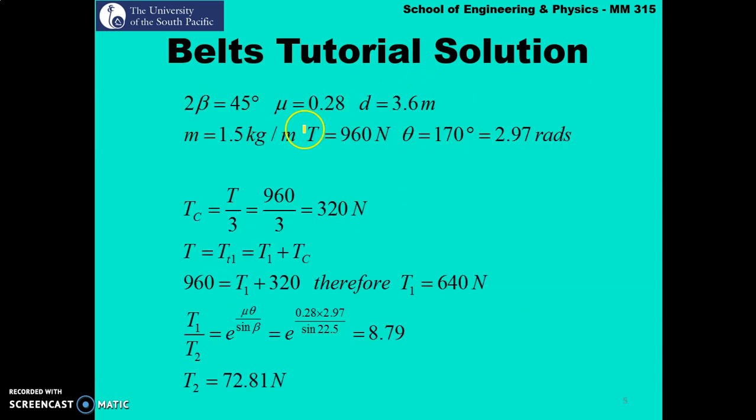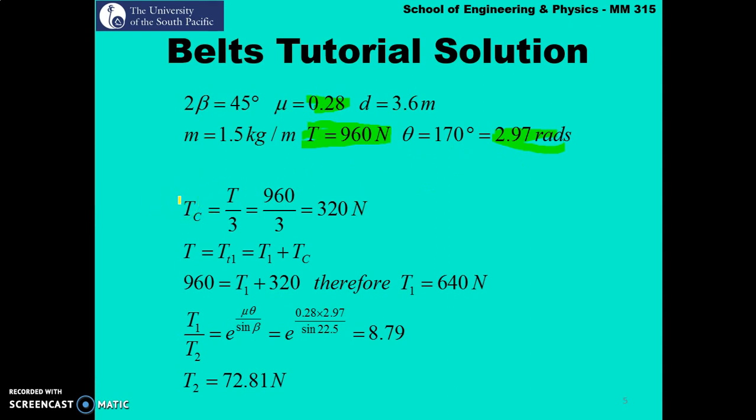So we just list the values of the variables that are given to us. The angle on the groove is given as 45 degrees, so 2 beta is equal to 45 degrees. Coefficient of friction is given as 0.28. The diameter of the pulley is 3.6 meters. The mass of the belt per length is given as 1.5 kg per meter. The maximum tension, which is basically your capital T, is given as 960. Angle of contact is 170 degrees. Converting it to radians, you get 2.97 radians.